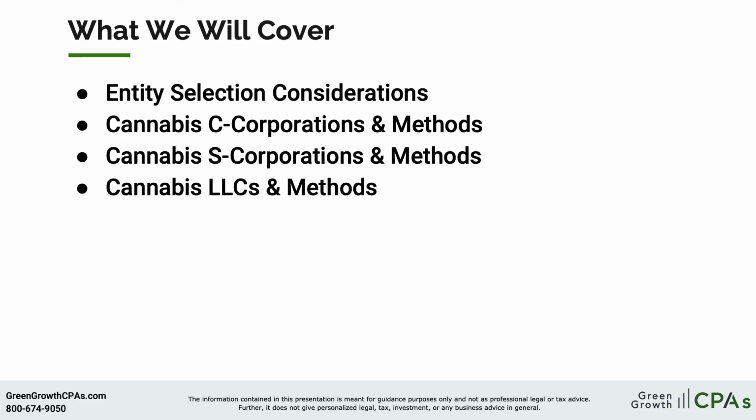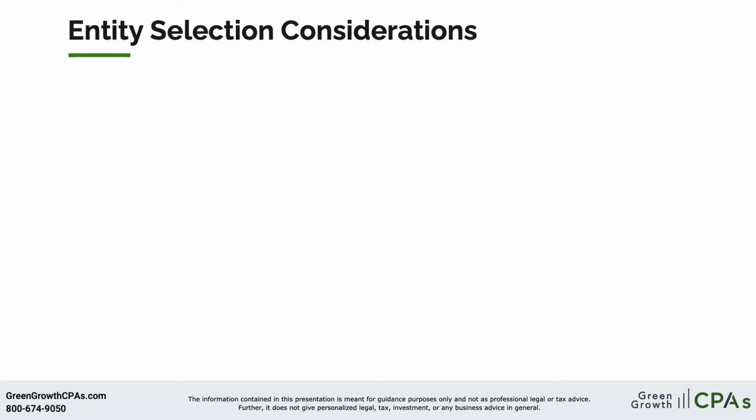So with that out of the way, let's review what we're going to cover in today's video. So first, we're going to talk about entity selection considerations, and then we'll talk about Cannabis C-Corporations and methods to pull money out of those. We'll talk about Cannabis S-Corporations and methods to pull money out of those, and then we'll discuss Cannabis LLCs. So first, let's talk about entity selection considerations.